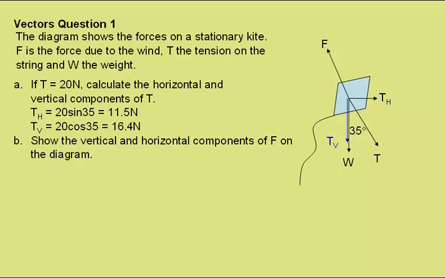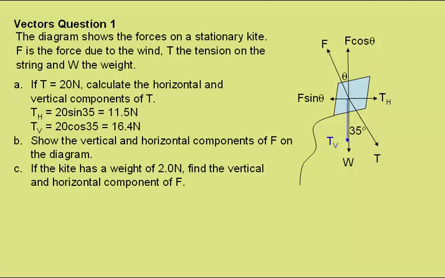For part B, we're asked to show the vertical and horizontal components of F on the diagram. Well, the vertical component will act directly upwards, and we'll say it acts at an angle theta from F. And so this will have a value F cos theta, as we're resolving F across the angle theta. The horizontal component will act in this direction, and we're resolving away from the given angle, so this will be F sine theta.